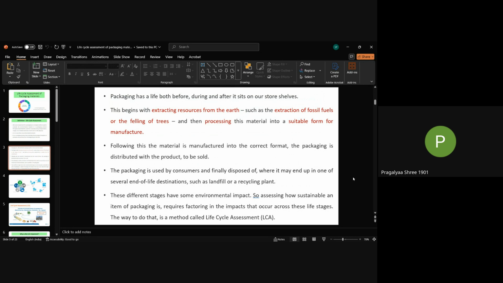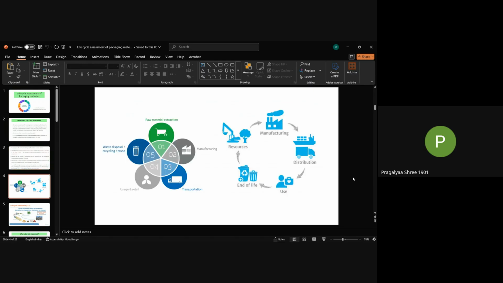So assessing how suitable an item of packaging is requires factoring in the impacts across the life stages, which we are going to study. Across the different stages, how it is going to impact the environment, we are going to study. The way of analyzing the packaging material throughout its life cycle is called life cycle assessment of a particular packaging material.